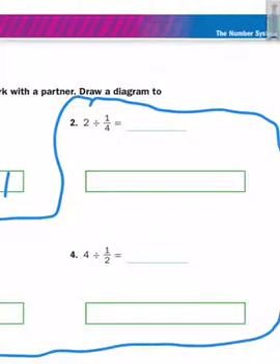All right, let's see how you did in 2. First off, let's start with my 2 wholes. That means I need to split this bar into 2 whole pieces. Next, each of these 2 wholes I have to split into fourths.